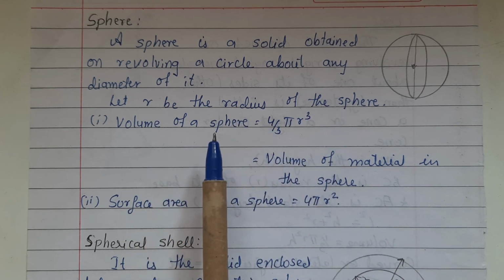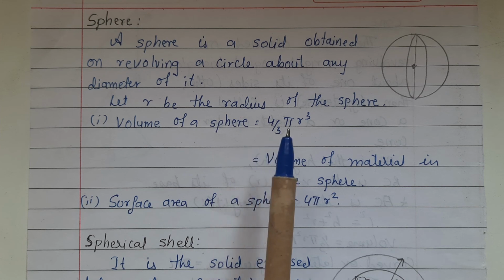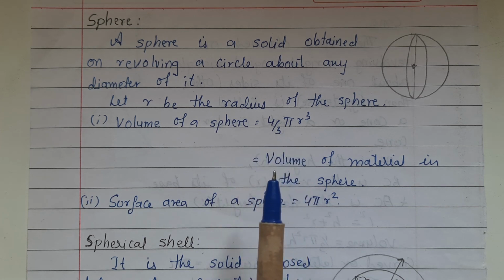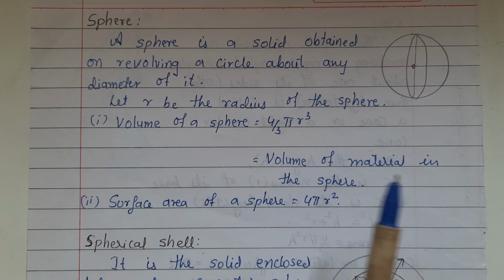First, volume of sphere is equal to 4 upon 3 pi r cube, equal to volume of material in the sphere. Second, surface area of sphere is equal to 4 pi r square.